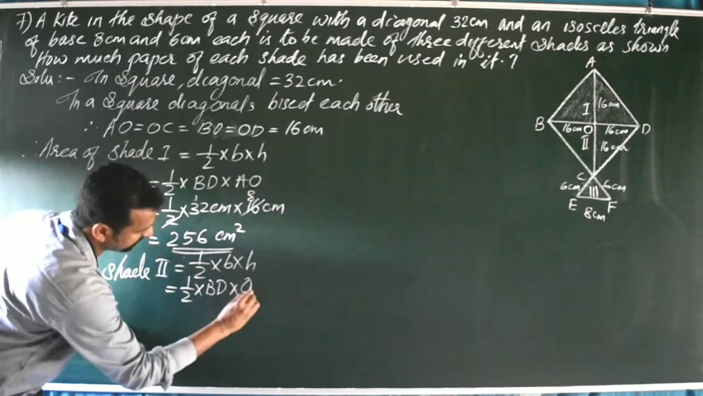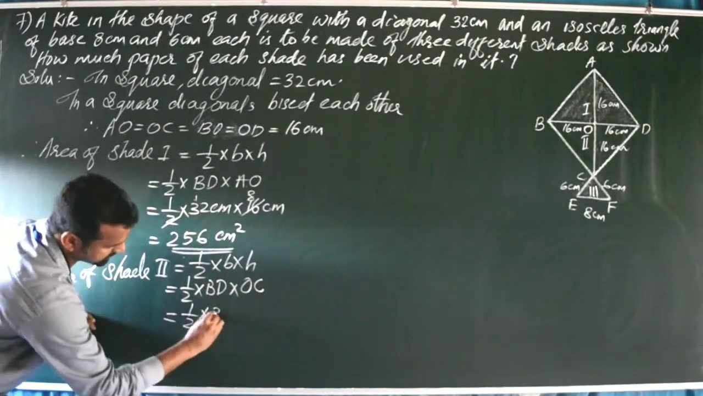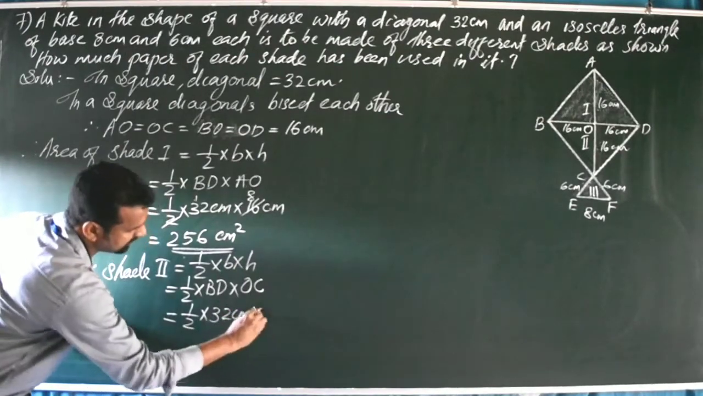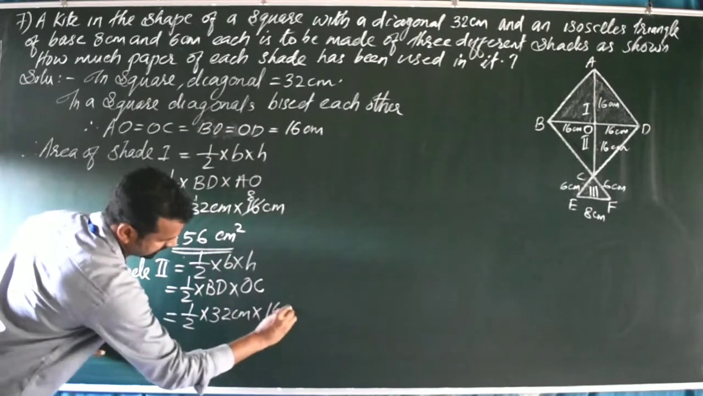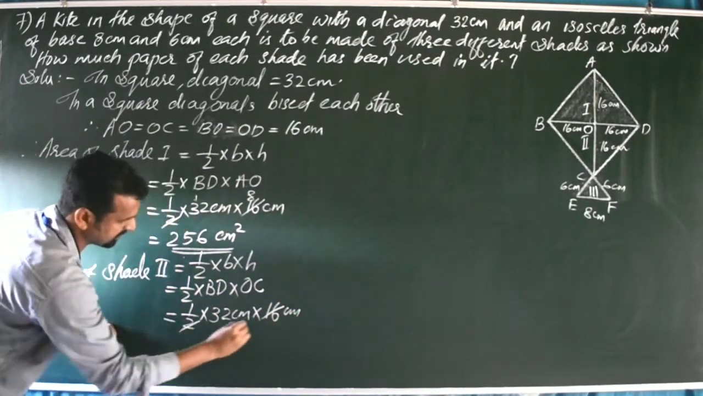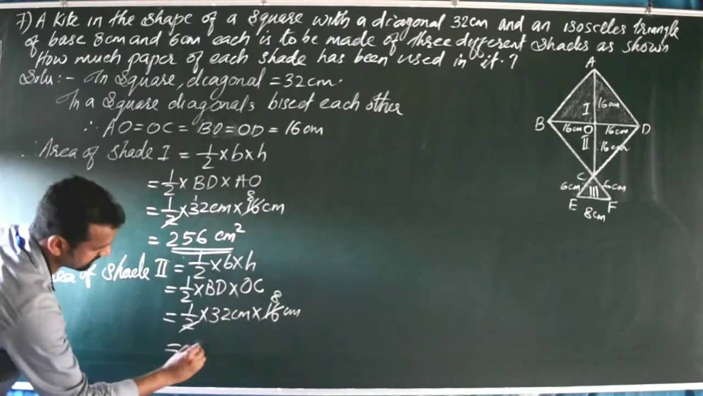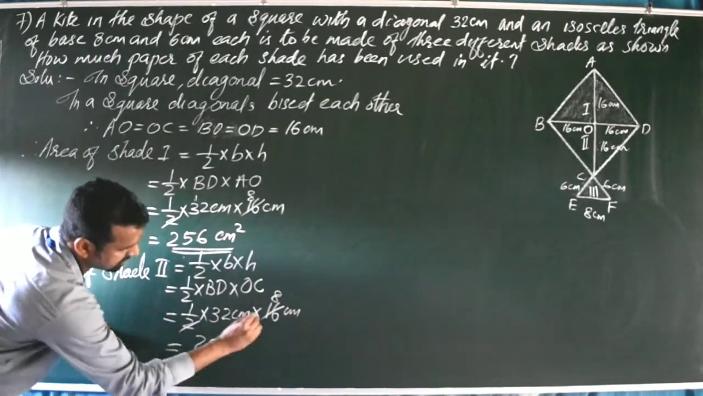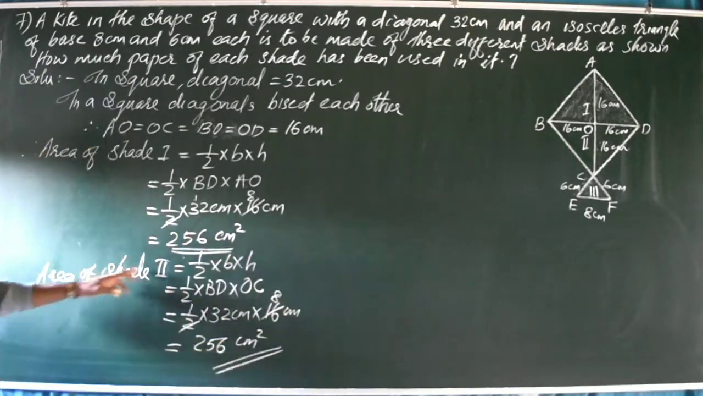So BD into OC, that is equal to 1 by 2 into BD, that is diagonal 32 centimeter, into OC is equal to how much centimeter? 16 centimeter. 16 divided by 2, that is 8. 32 into 8, what is the answer? 256. 256 centimeter into centimeter, that is centimeter square. That is area of shade 2.